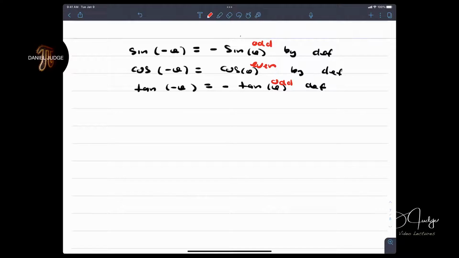You might say, but they're telling me that secant now, if I go to one of them, let's do secant of minus theta is secant theta now.